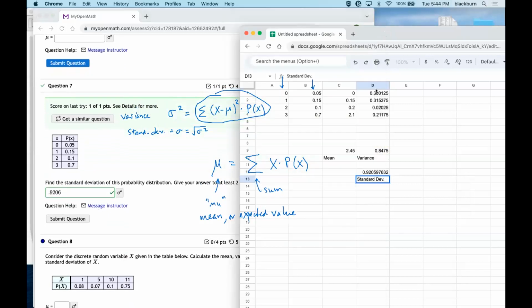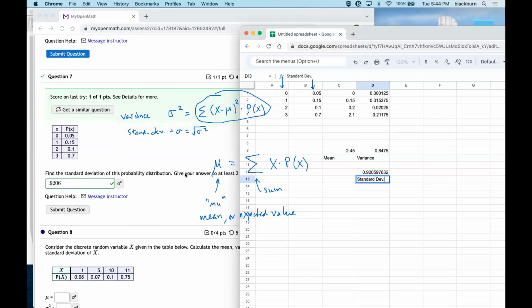So unfortunately, with these discrete probability distributions, there's not really a calculator app to do it. I mean, you could do it inside of the tables on the calculator, but it's so much easier to use the spreadsheets.